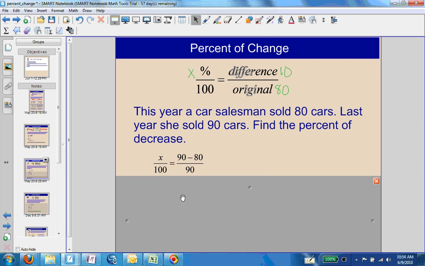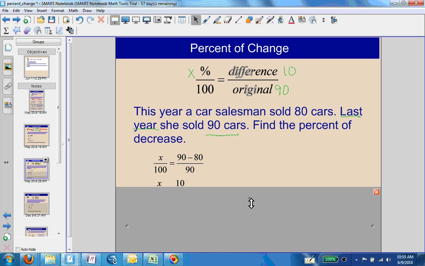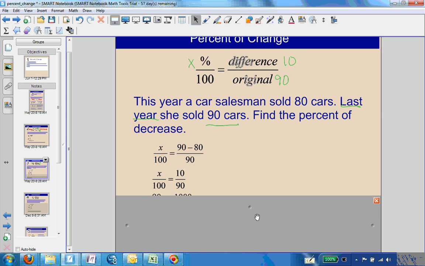So again, oh, I'm sorry, I said that backwards, didn't I? Last year, you do always have to read these very carefully. Last year is the original. This year is not the original. So 90 minus 80 is 10. So we have 10 over 90, so there's our proportion.